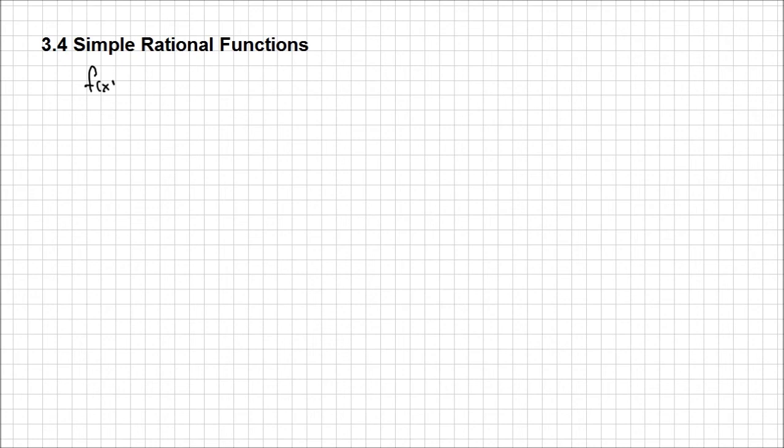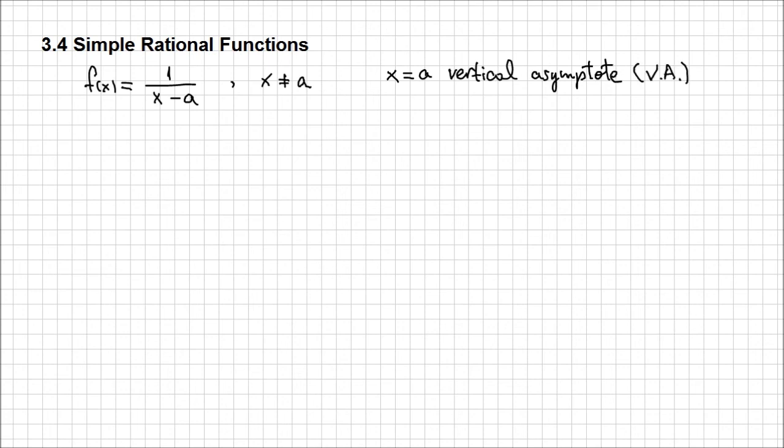But to begin, if you have a function f of x of this form 1 over x minus a, where x cannot be a, because we cannot have 0 in the denominator, then we know that the equation x equal a is a vertical asymptote for our function. We're going to denote that with VA in short.